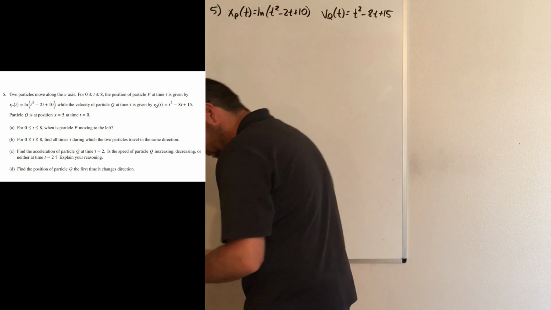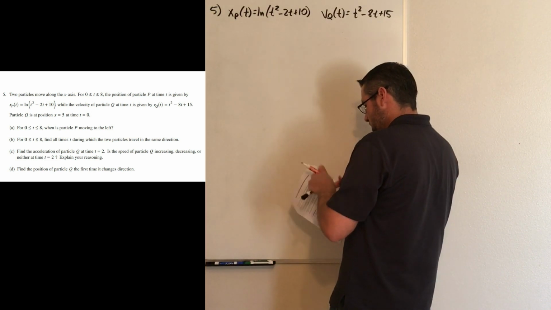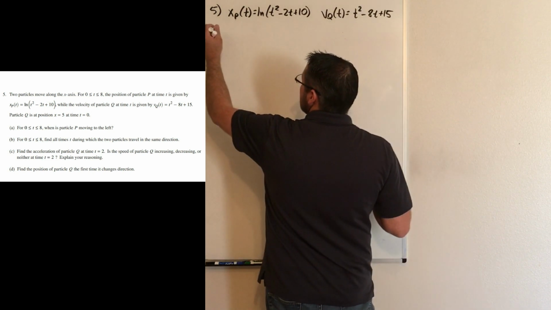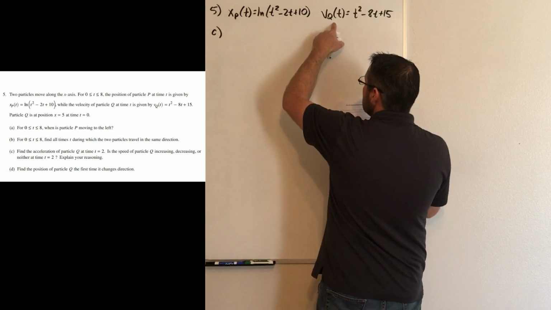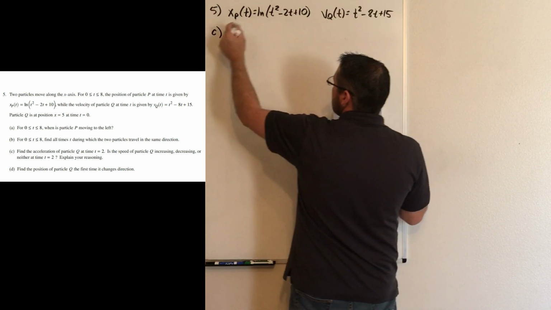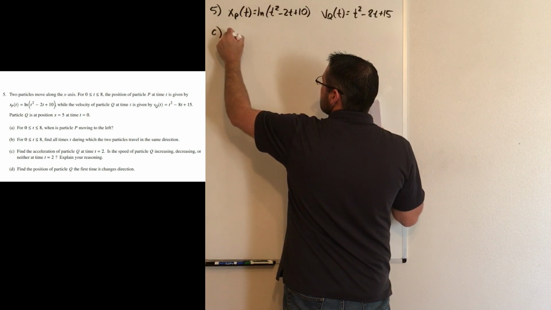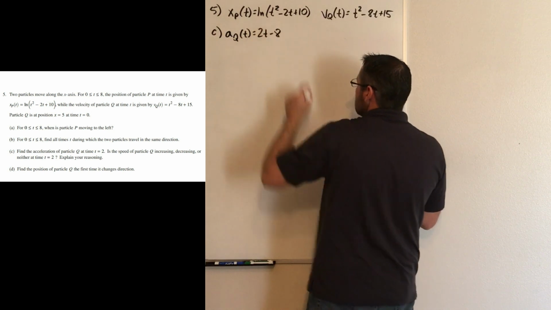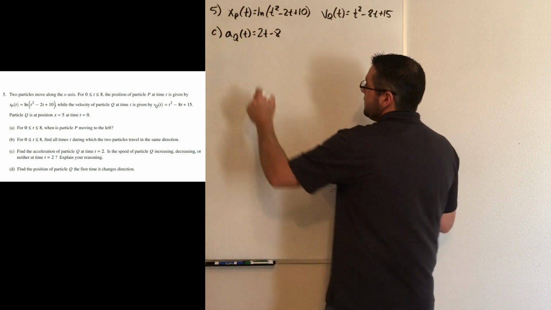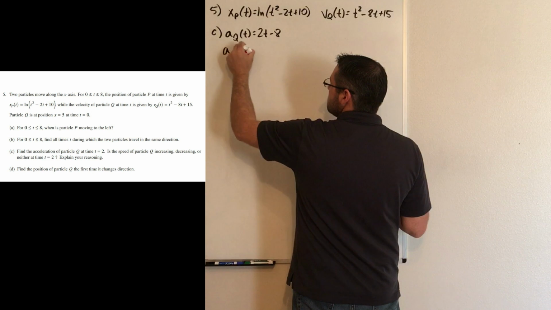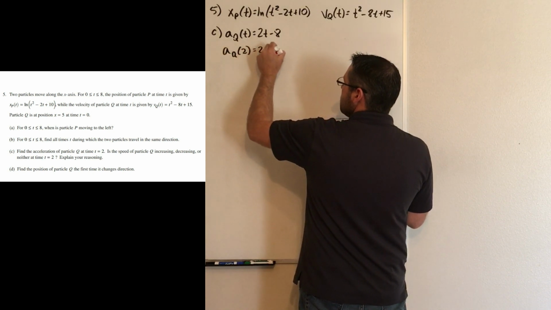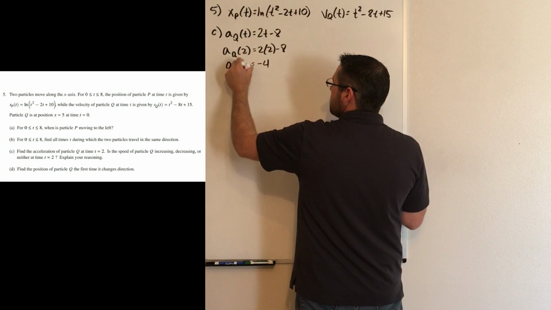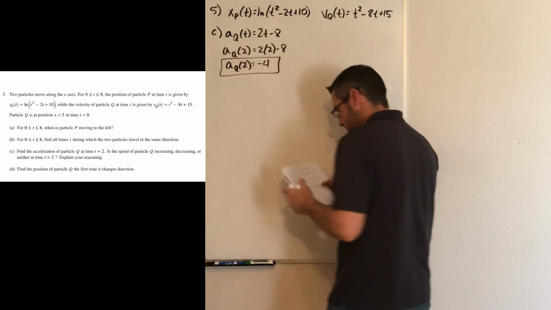For part C, it's saying find the acceleration of particle Q when t equals 2. So let's go ahead and do that first. The acceleration of particle Q. Well, the acceleration is the derivative of velocity. So the acceleration of particle Q is equal to 2t minus 8. And it says find the acceleration when t equals 2. So a of q of 2 is equal to 2 times 2 minus 8, which simplifies to negative 4. So our acceleration of particle q at t equals 2 is negative 4. So that's our first thing.